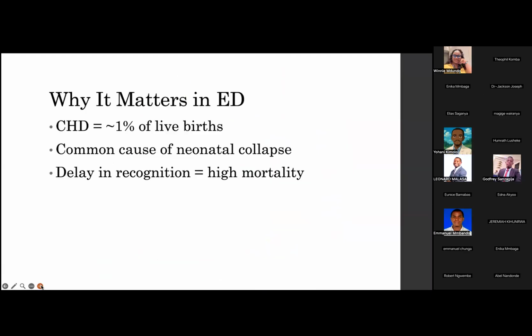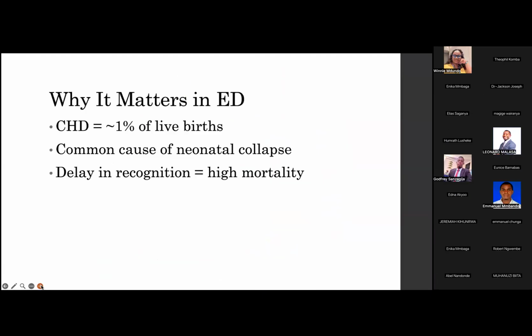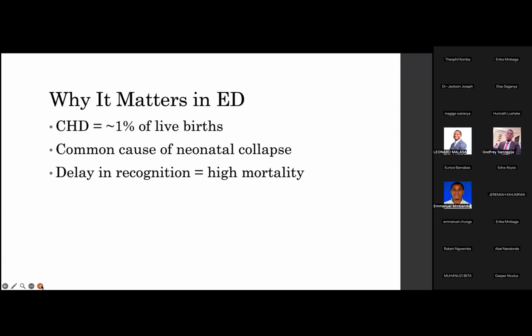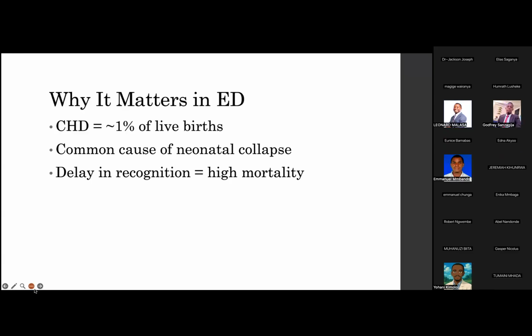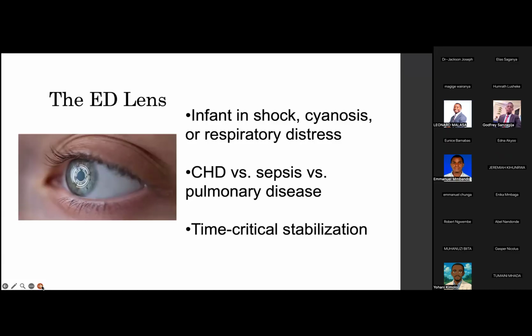Next slide, please. So why does it matter that we discuss congenital heart disease in the emergency department? It's very common. It's thought to occur in approximately 1% of live births. It is a common cause of neonatal collapse, and the delay in recognition can lead to high mortality. And next slide. And Dr. Moiz is going to take over here.